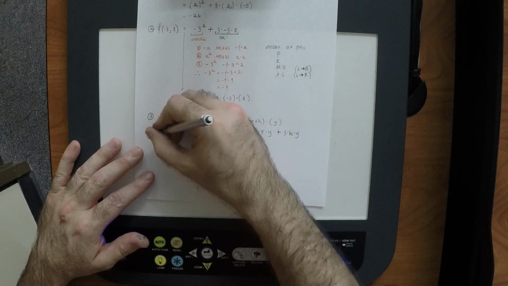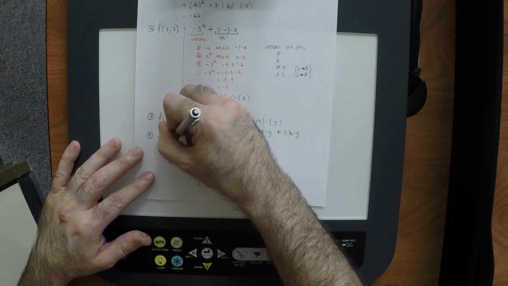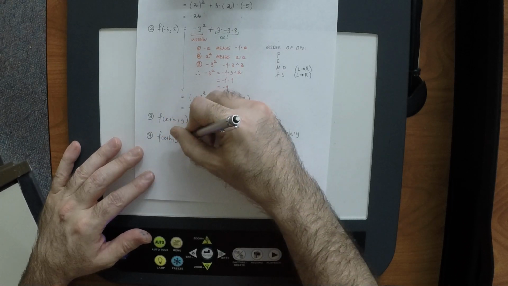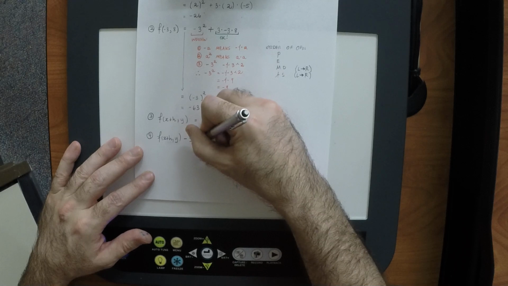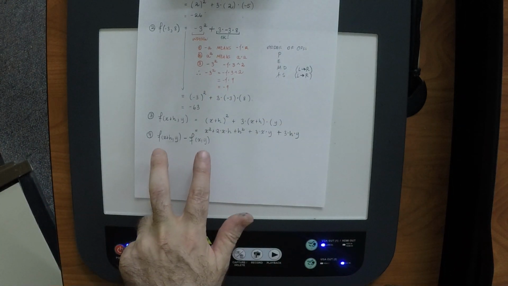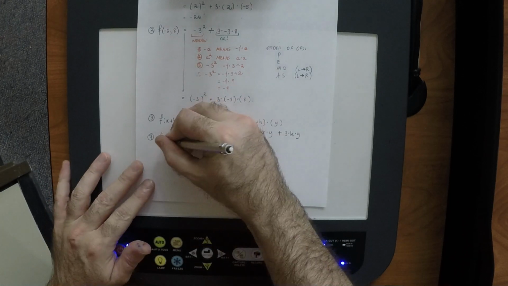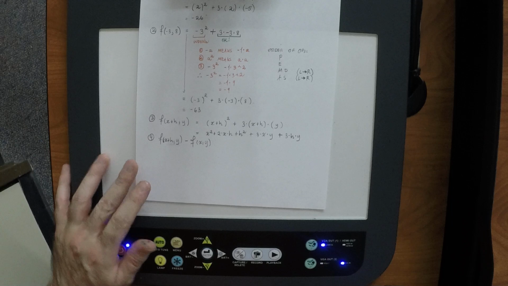Next, would you please do f of x plus h comma y, and then subtract f of x, y, like that. Do that one, and please reuse your previous work.